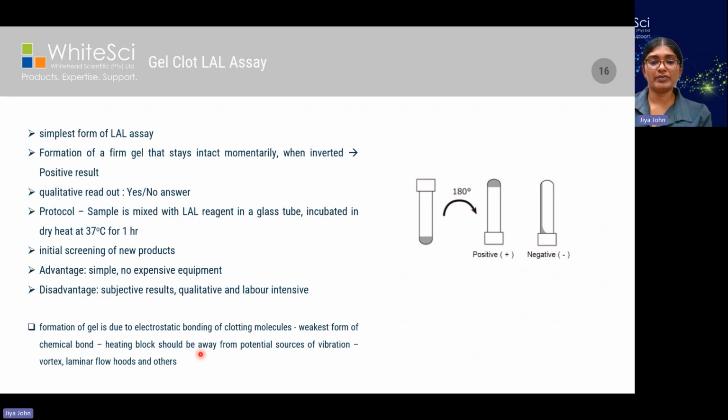Just a point to note for people who are doing gel clot at the moment. The formation of gel in the test tube is due to electrostatic bonding, which is one of the weakest forms of chemical bond. So we tell people doing the gel clot assay to make sure that where you are performing the assay, there shouldn't be any other instruments that can be a source of vibration, like your centrifuges, your vortexes, etc. They should not be on the same bench, because they can disturb the formation of your gel.